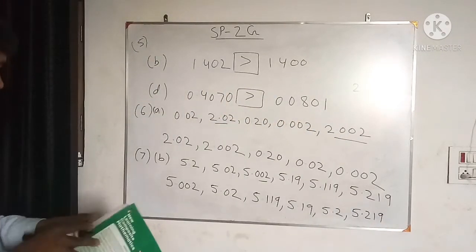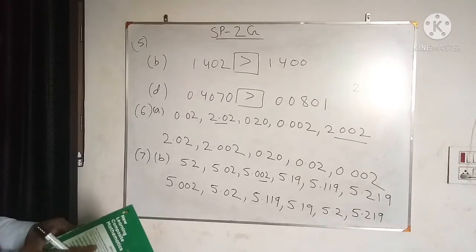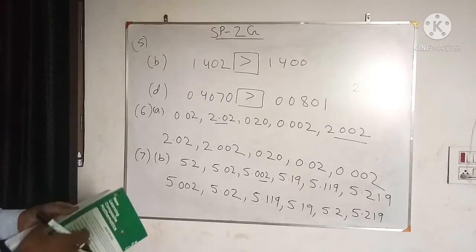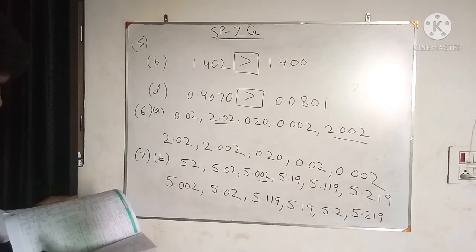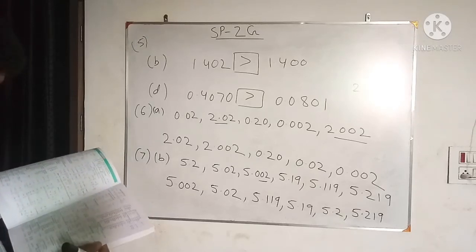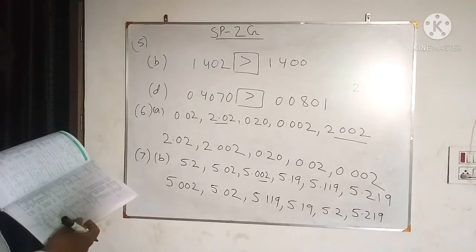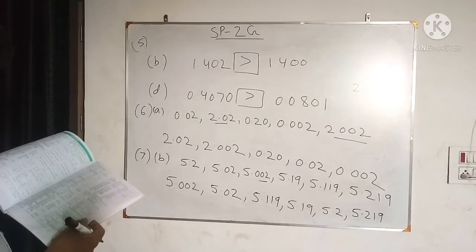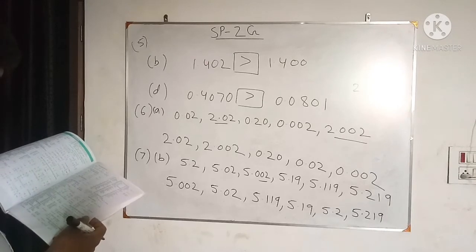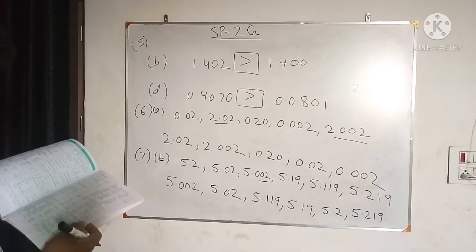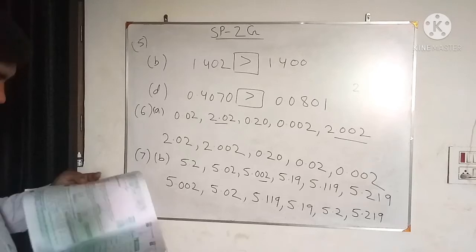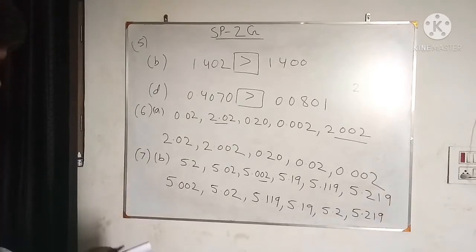We can do the comparison also. 7B, is it correct? Yes, 7B: 5.002, 5.02, 5.119, 5.19, 5.2, 5.219, correct. Okay, so now we move to the next question.